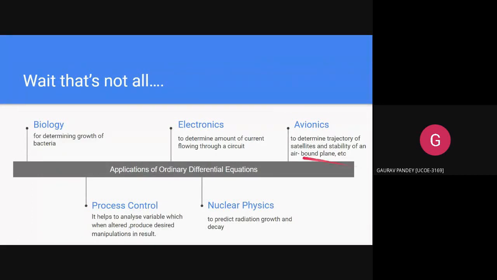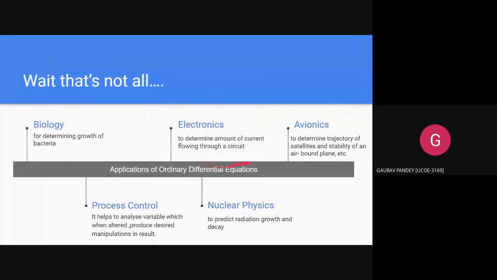Now, I am going to speak about the further applications of Laplace transformation. Biology. Biology is the natural science that studies life and living organisms, including their physical structure, chemical processes, molecular interaction, physiological mechanisms, and development and evolution. And the Laplace transformation is used to determine the growth of bacteria.